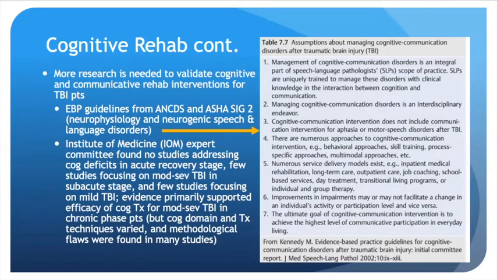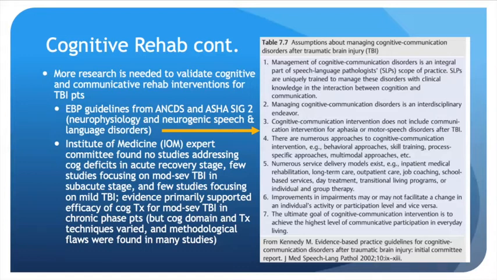So more research is needed to validate cognitive and communicative rehabilitation interventions for TBI patients. However, there are some guidelines provided by ANCDS and the ASHA-SIG-2 group. And they're listed here in this table in your book. So these include that management of cognitive communication disorders is part of our scope of practice. Management of cognitive communication disorders is interdisciplinary.